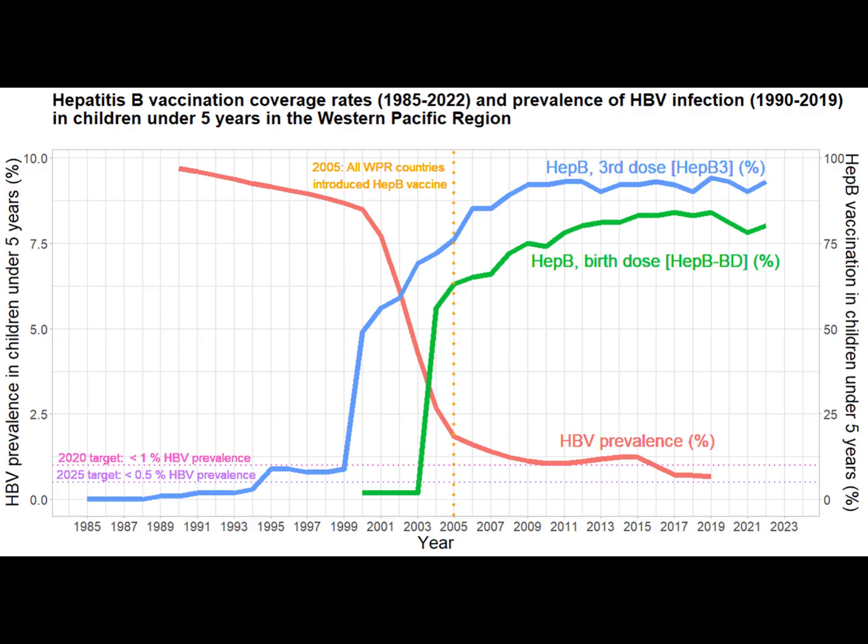If we look at this graph, it shows hepatitis B vaccination coverage rates and the prevalence of HBV infection in children under 5 years. So we can see as hepatitis B birth dose and third dose vaccinations increase, the prevalence of hepatitis B decreases. This again shows how vaccination reduces infections.